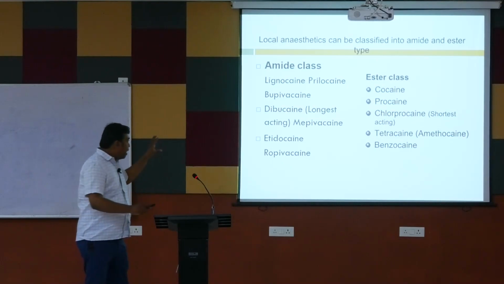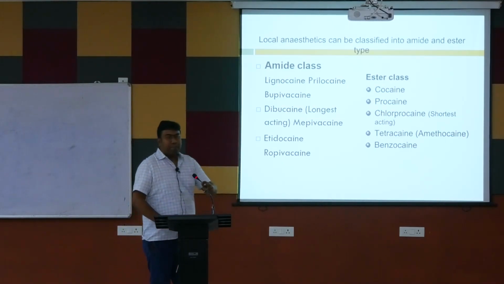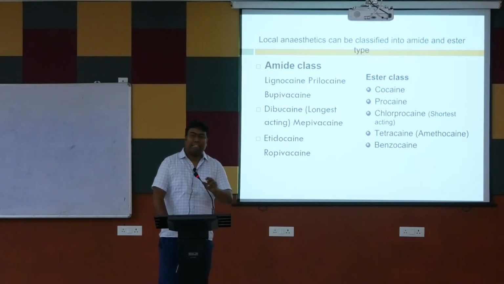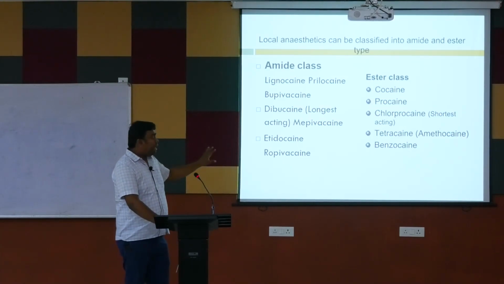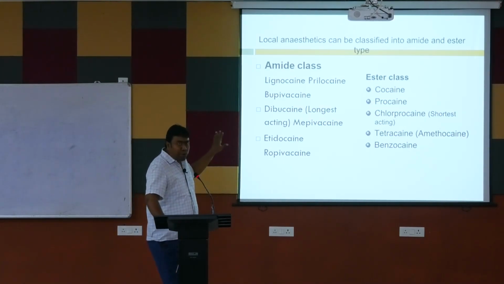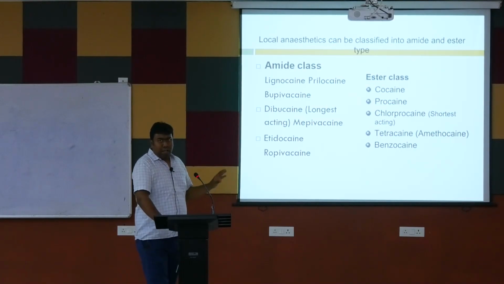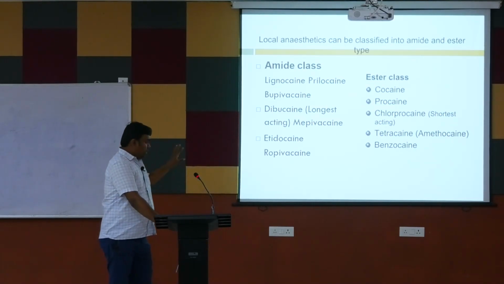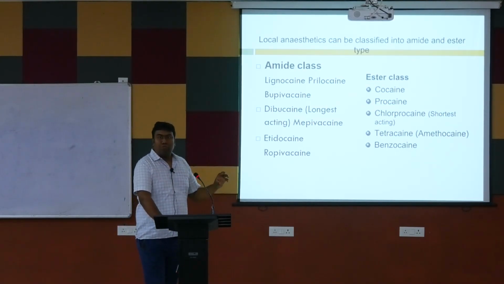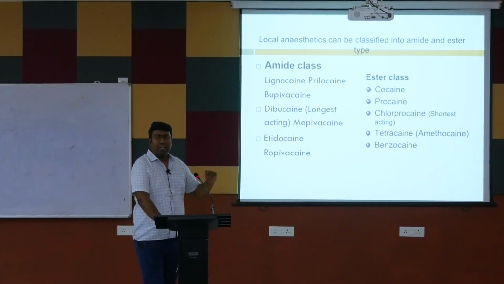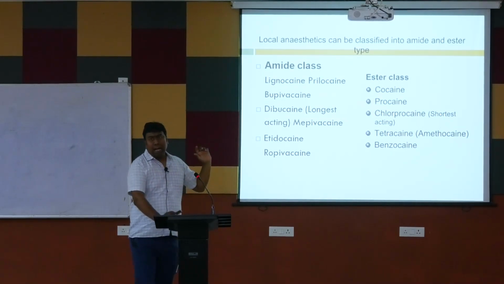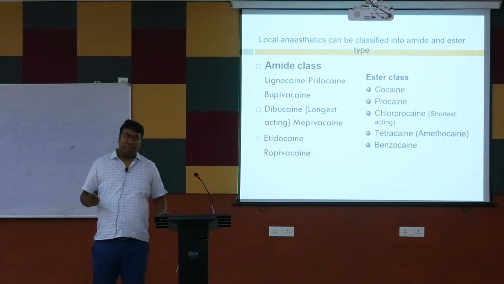Another is the amide group of drugs. One of the most commonly used local anesthetics is lignocaine, then prilocaine, bupivacaine. Dibucaine is important because it is one of the longest acting local anesthetics. So the most commonly used local anesthetic is lignocaine, the shortest acting is chlorprocaine, and the longest acting is dibucaine.